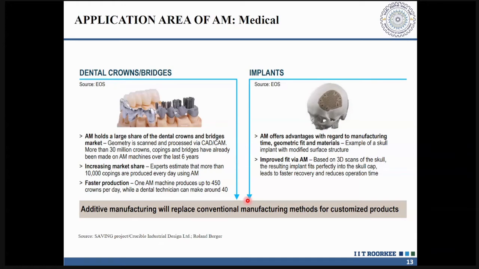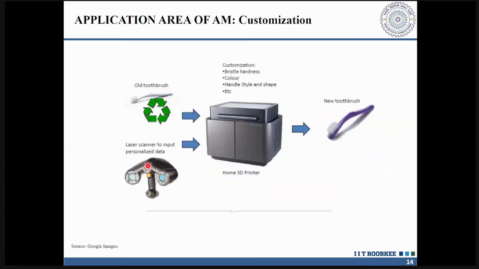Now, this is where additive manufacturing has come up. In the manufacturing of crowns and bridges, about 30 million crowns have been additively manufactured using MRI and CT scan data, which retrofits that particular person, because customization is required. So in implants, dental crowns and bridges, the conventional manufacturing methods have been eradicated and additive manufacturing has taken over. Now it is also into customization.